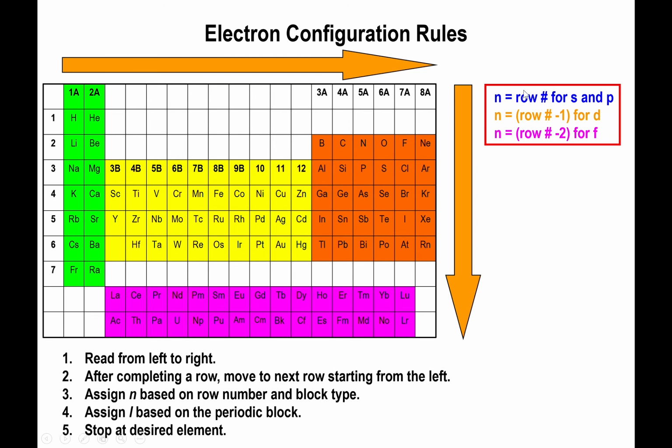And like I said before, the row number is equal to the value of n for S and P block elements. The row number minus 1 is the value of n for D elements, and row number minus 2 is the value of n for F block elements. So I'm going to show you a few examples of how this goes.